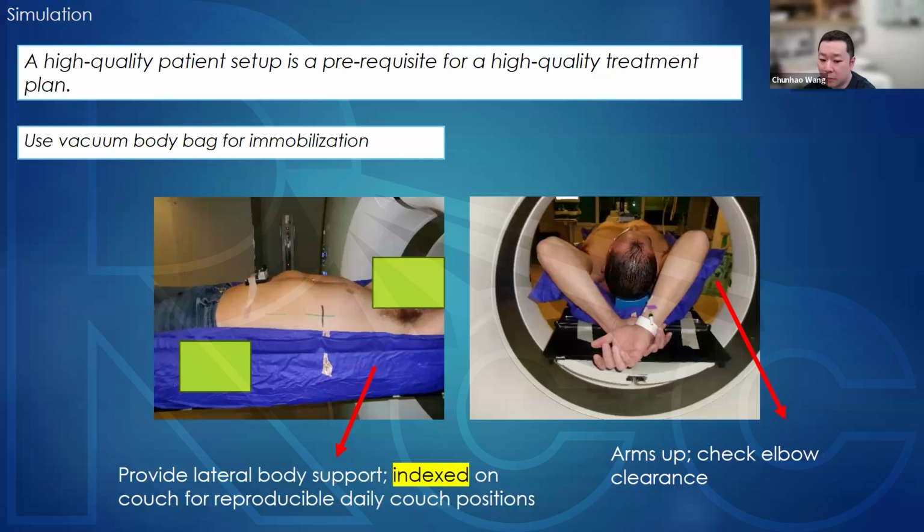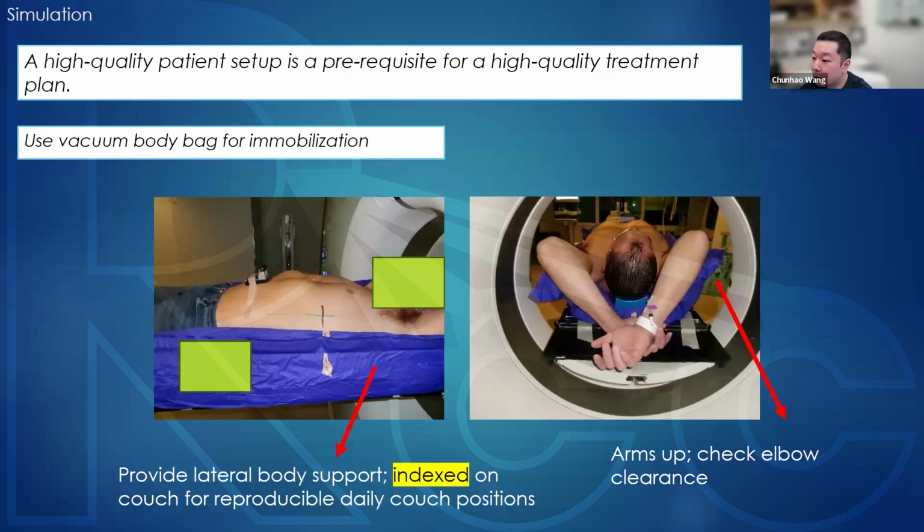This is an example of the blue vacuum body bag called BodyFix. It's manufactured by Elekta. The body bag provides lateral body support, so the whole body is going to be encompassed by this device, providing a very reproducible position, in this picture head first supine. And this kind of body bag can be indexed on the couch, which means the relative position of the body bag and couch will be fixed, so you will have very reproducible daily couch positions.